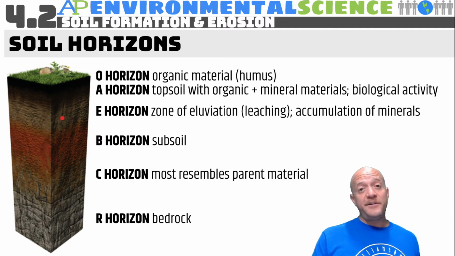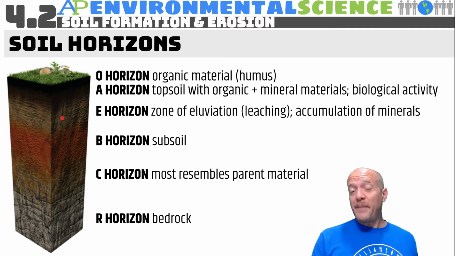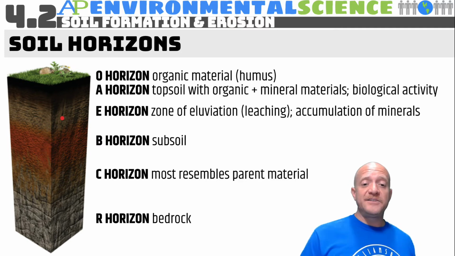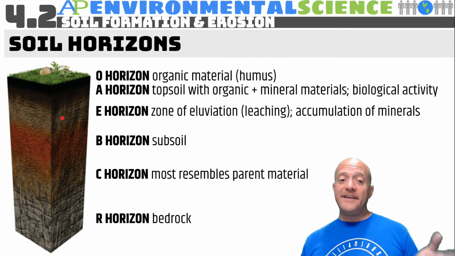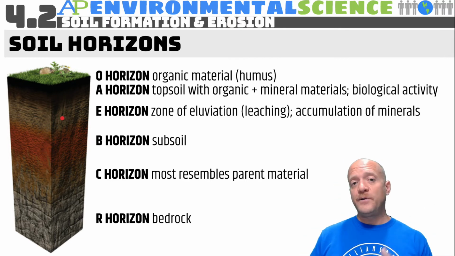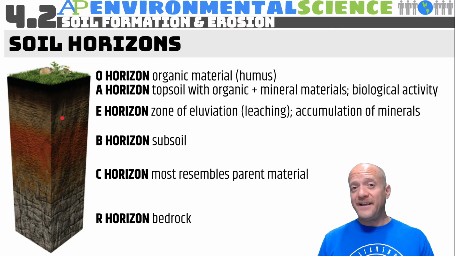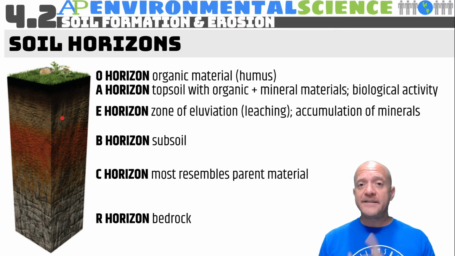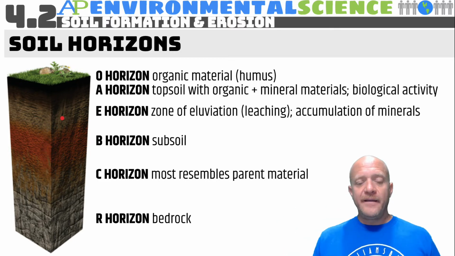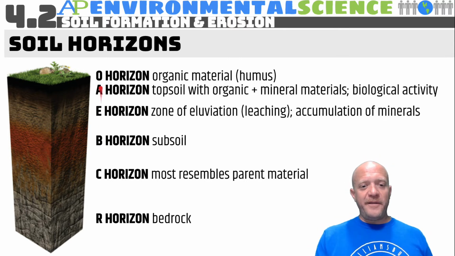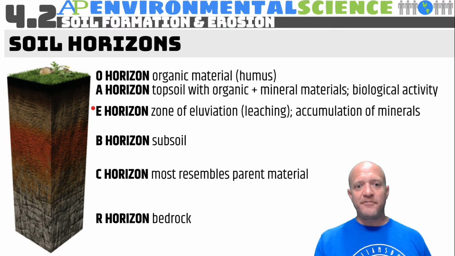E horizon is going to be different sizes in different soils, and different soils are going to be found in different biomes. And this zone of eluviation may be present. If it is present, it's always going to be after the A horizon, but it's not always present in all soils. But if it is, again, it's after the A. So that's a little curveball because otherwise it kind of go A, B, C, but then you got that E. So you just have to remember that.